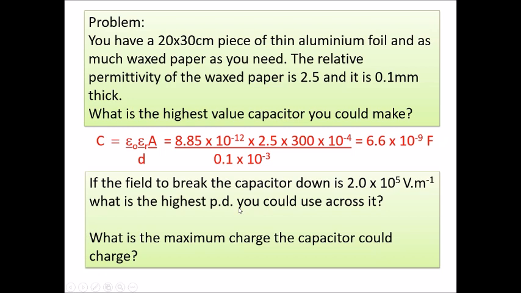How will it break down? What will the voltage rating of this capacitor be, the maximum voltage you can apply? Well, the electric field is V over D. So the voltage I can apply is the maximum electric field strength I can create times the separation: 2 times 10 to the 5 times a separation of 0.1 millimeters gives you 20 volts. So this capacitor will be rated as 6.6 nanofarads, 20 volts. Any more than that, you're going to ruin your capacitor.